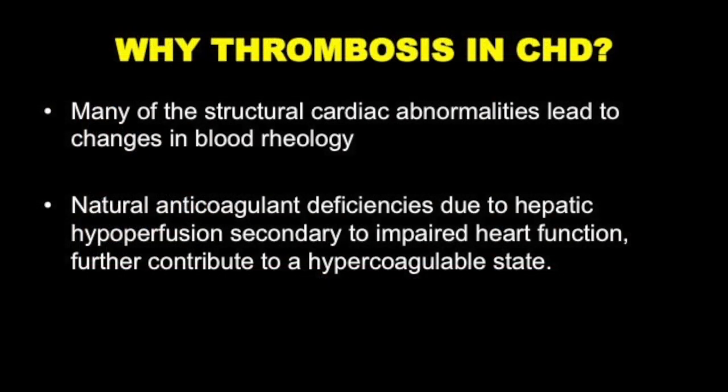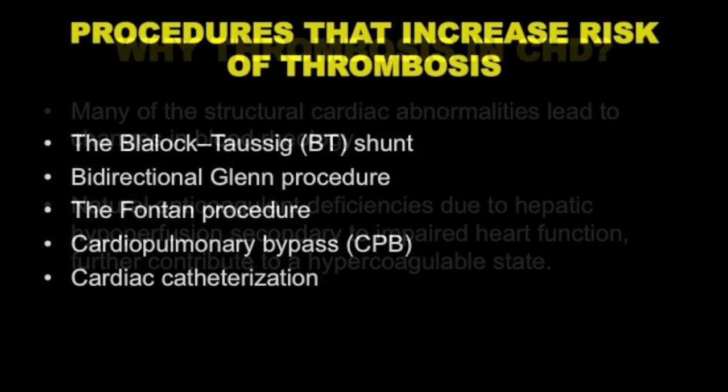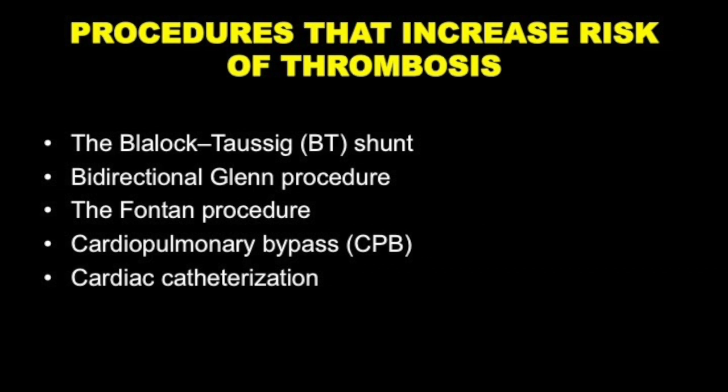So why thrombosis in congenital heart diseases? Many of the structural cardiac abnormalities lead to changes in blood flow, and the natural anticoagulant deficiencies due to hepatic hypoperfusion secondary to impaired heart function further contribute to a hypercoagulable state. So for TOF, this child would have benefited from the palliative shunting, the Blalock-Taussig shunt, but the child came in when it was already too late to operate. So these are the procedures that would increase the risk, and commonly it's cardiac catheterization and cardiopulmonary bypass.